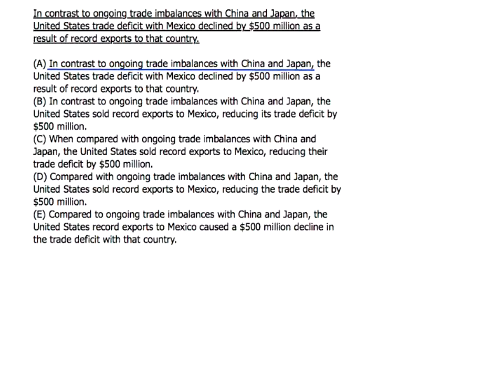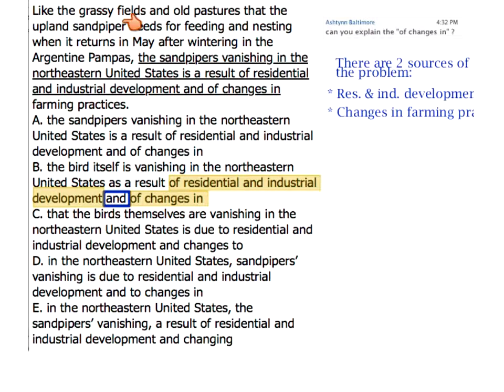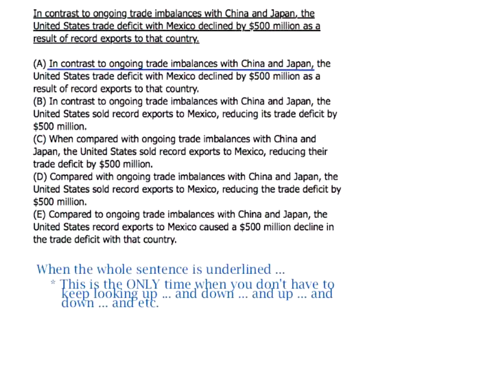Let me try to change your mind on that. Let's have a little chat about what happens when the whole sentence is underlined. The first thing is that this is the only time when you don't have to keep looking up and down, up and down. Because if only part of it is underlined, you have to keep looking at the first half, then the second half. Especially with the later choices, it gets really annoying. But with this kind of sentence, never. You can just look at one thing, and that's much easier than looking at two things.